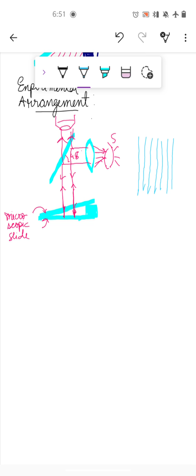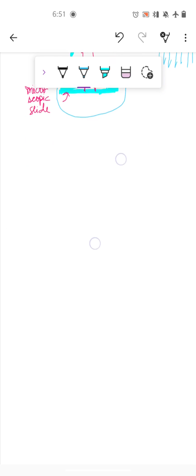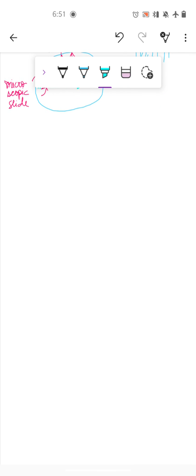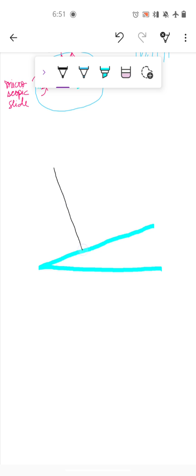What actually happens here, we'll see in the next figure. Let me tell you. This is the glass plate. Now see, this is the incident light falling on the surface of the plate. We name that point A, and here we name the point B.